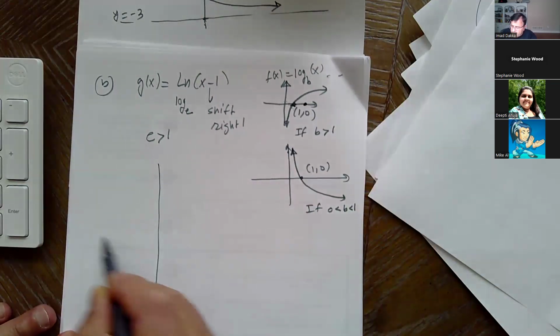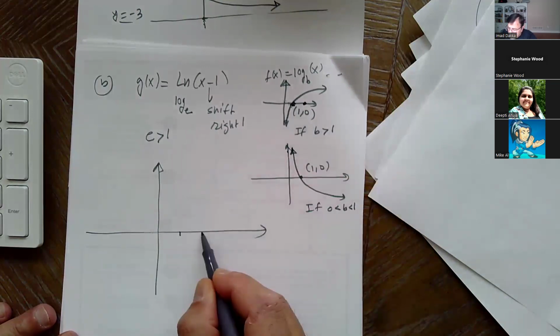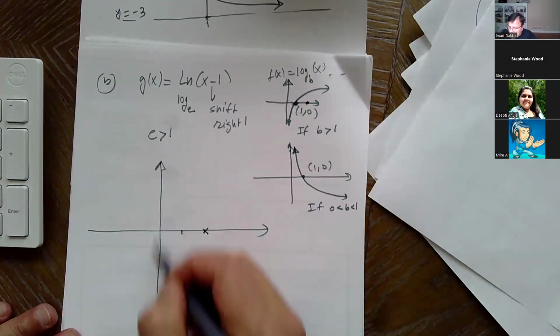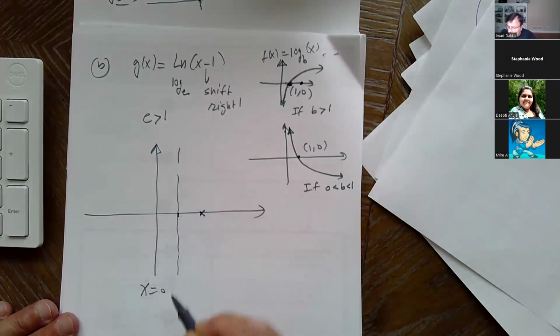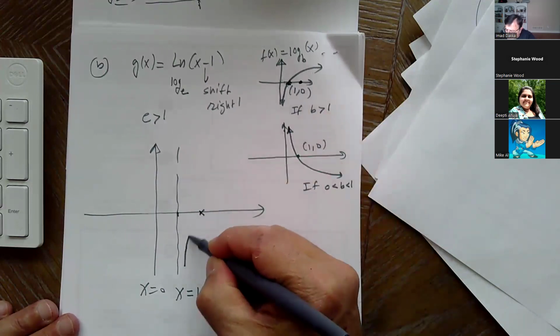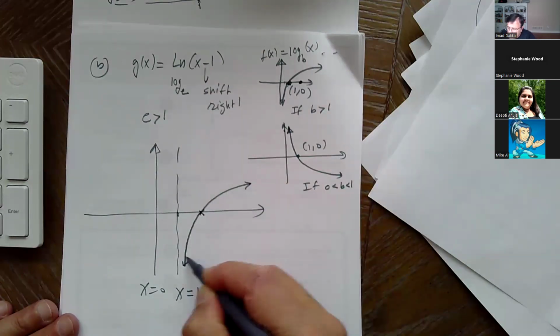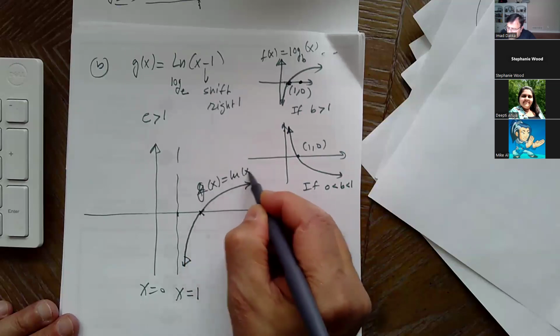So let's do the graph. So 1, 0 shifted to 2, 0. That's your intercept. And then the asymptote, x equals 0, would be at x equal 1. That's my asymptote. And then copy and paste. And that's going to be the graph of g of x equals ln of x minus 1.